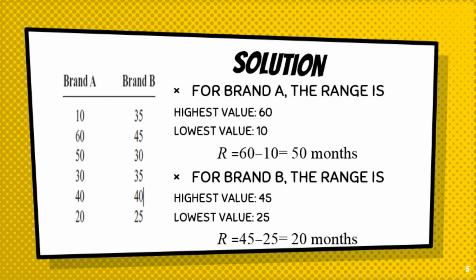Make sure the range is given as a single number. The range for brand A shows that 50 months separate the largest data value from the smallest data value. For brand B, 20 months separate the largest data value from the smallest data value, which is less than one-half of brand A's range.